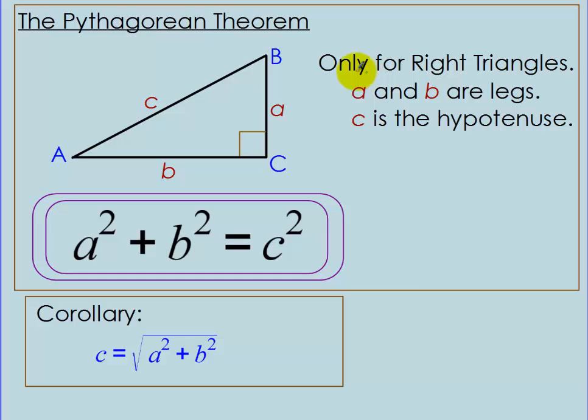This only works for right triangles. A and B are the legs of the right triangle, and C is the hypotenuse. Then you can say a squared plus b squared equals c squared. A corollary to that is sometimes you're asked to find the hypotenuse and you know the legs. So you can say c, the hypotenuse, equals the square root of the quantity a squared plus b squared. You've just got to memorize it.